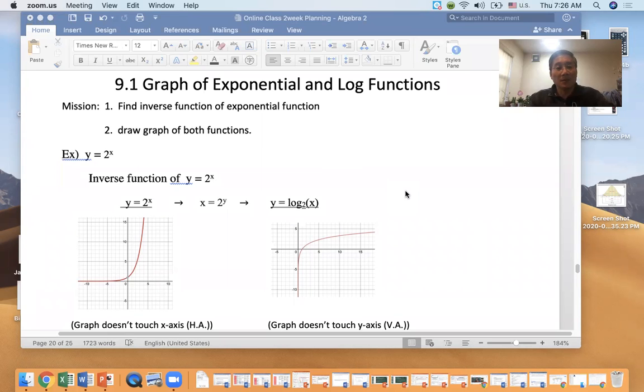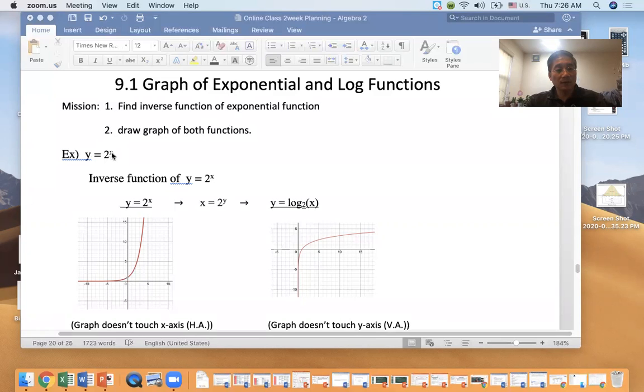So we learned already that the inverse function of exponential function is what? Log function, right? So exponential and log function, they are inverse functions of each other. We learned how to get the inverse function from the exponential function. So let's see the example. We have y equal to 2 to the x power. So how do you find the inverse function?